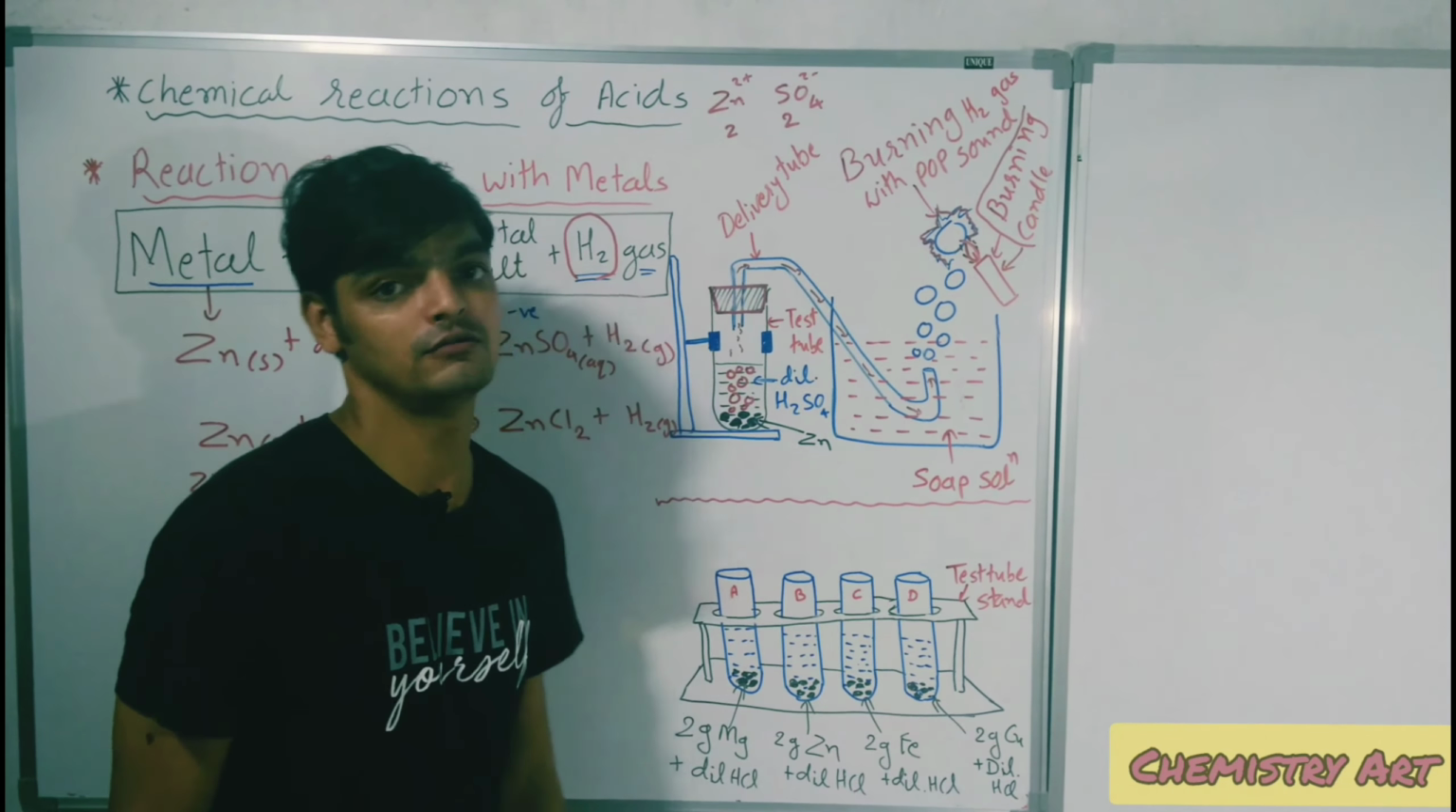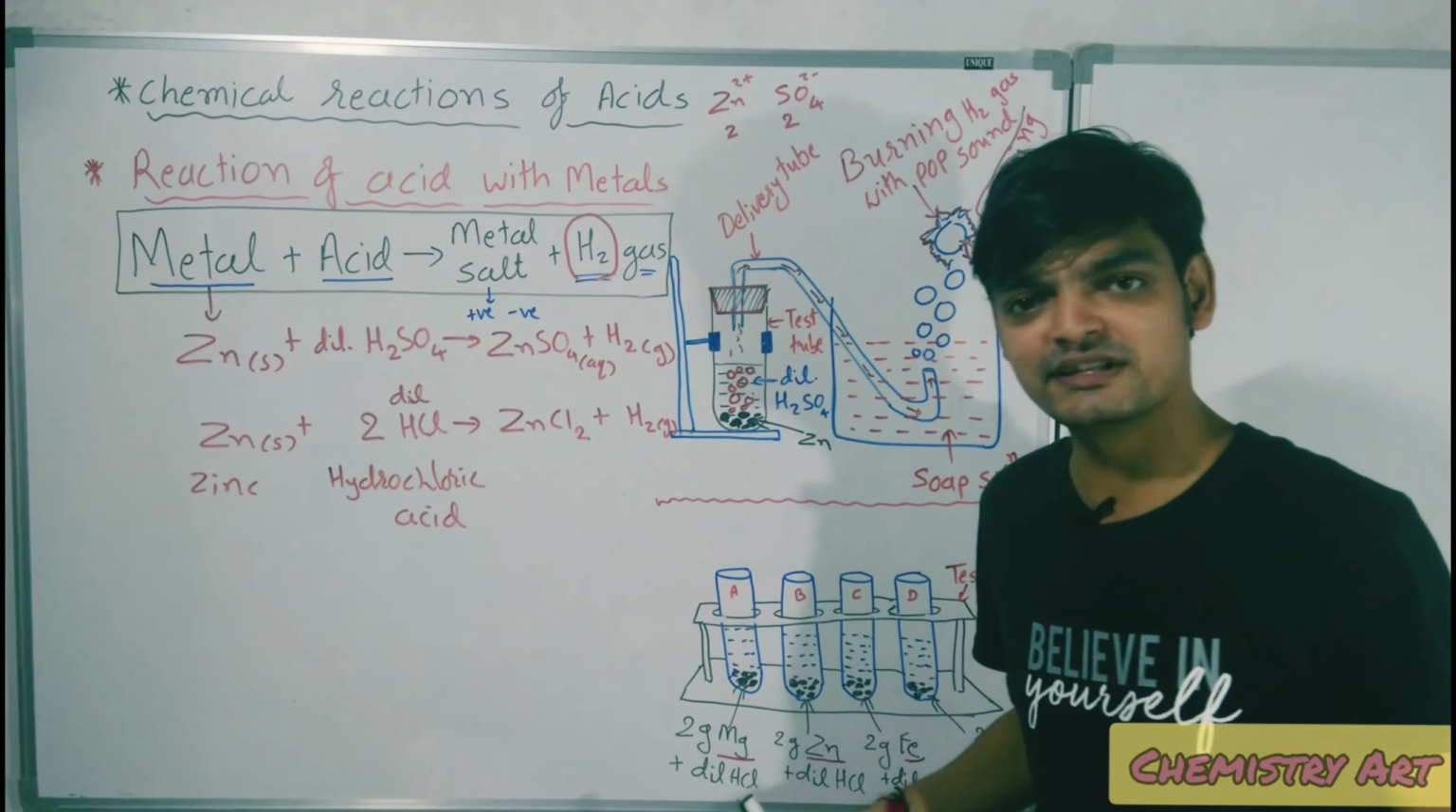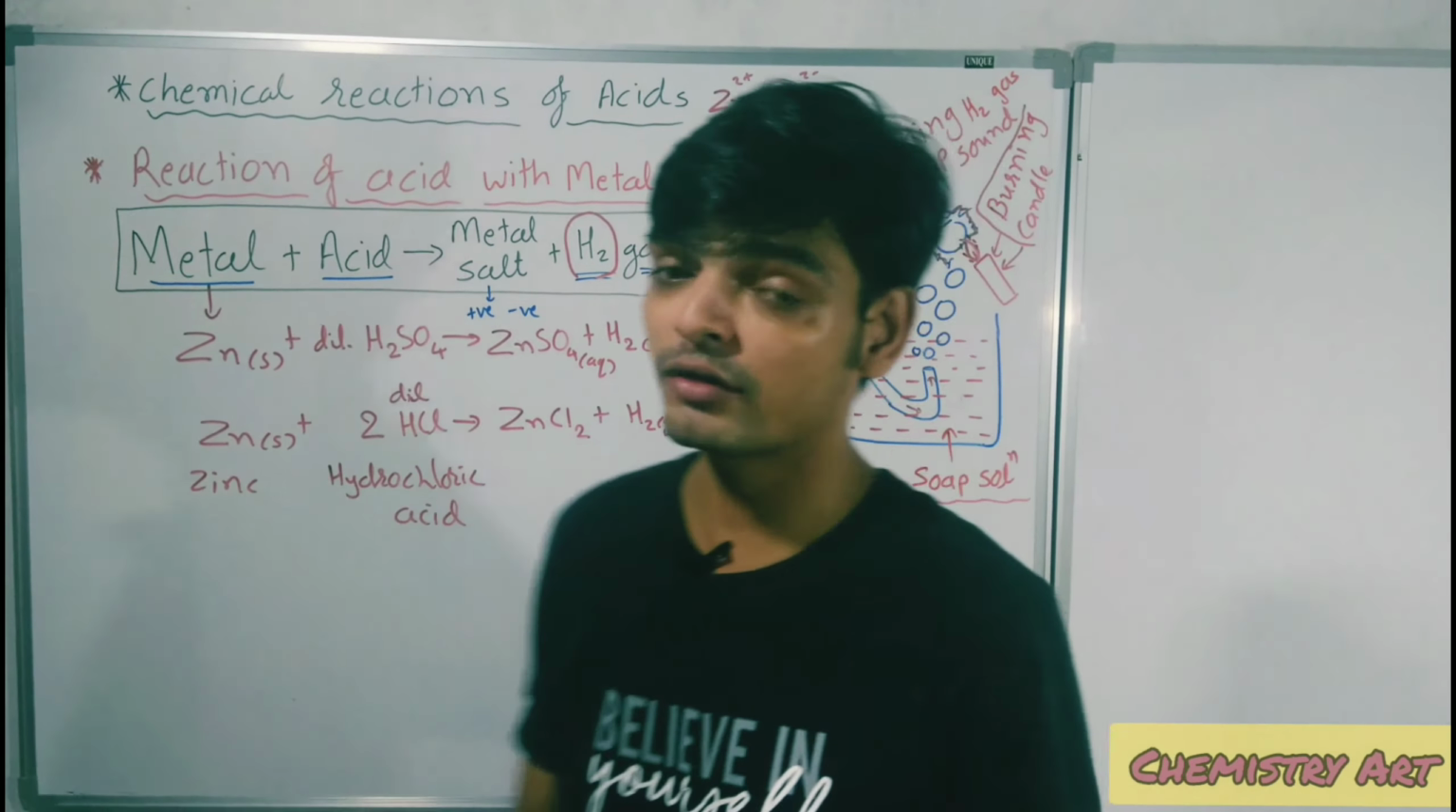For example, in A I have added the Mg, magnesium metal, 2 gram. All are having the same weight, 2 gram I have taken. In B test tube I have taken zinc metal. In the third, C test tube, I have taken Fe. In the fourth one I have taken copper. Will all the metals react equally, the same as zinc or magnesium is reacting? No, they are not, because all the metals do not have the same reactivity. So different metals react differently.